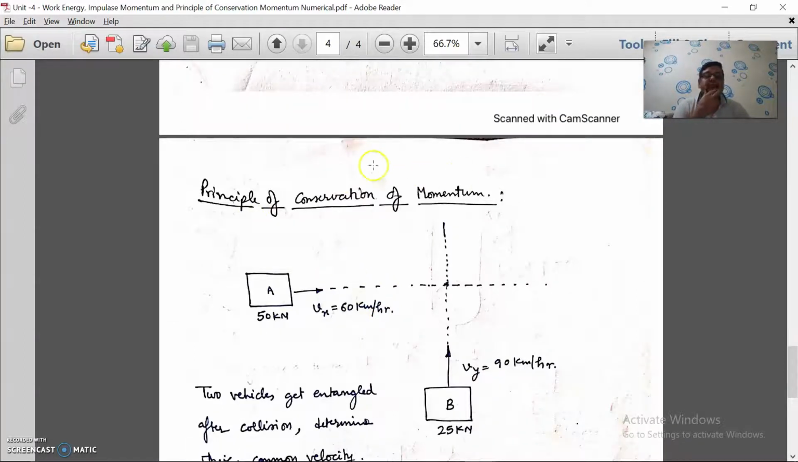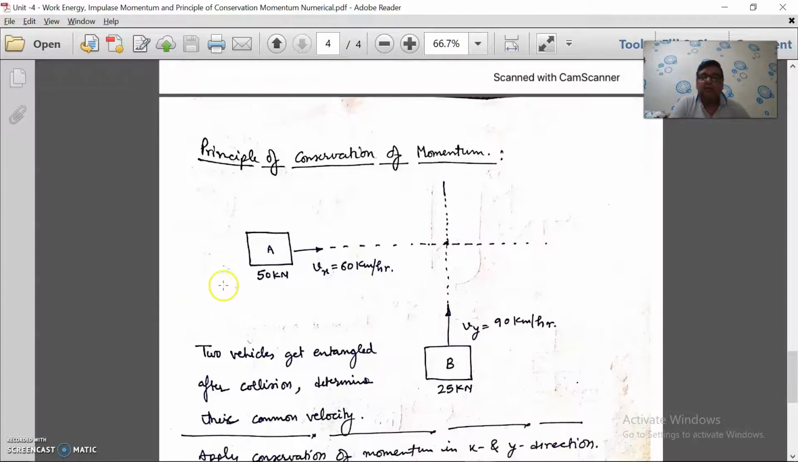This question is based upon the principle of conservation of momentum. In that it was F into t is equal to mv minus mu, and in this the resultant force F is 0. That is why mv minus mu is equal to 0. That is why mv is equal to mu. That means the initial momentum should be equal to the final momentum, and this is the principle.